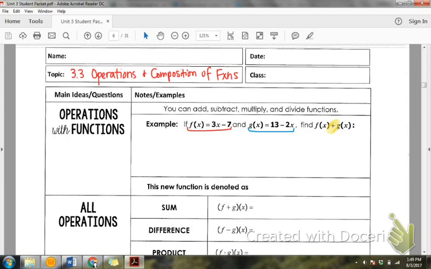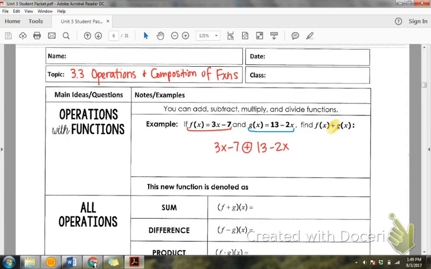Leanna? Take 3x minus 7 plus 13 minus 2x. So Leanna said maybe take the f of x function, 3x minus 7, and add, because it tells me to add, the 13 minus 2x. And that's exactly right. That's all it's asking you to do. You don't have to do anything with the f of x and g of x labels. You're just going to take 3x minus 7. Okay, so write that on your paper. Plus, because that's what they told us to do, 13 minus 2x. So I'm taking the f function and I'm adding the g function.